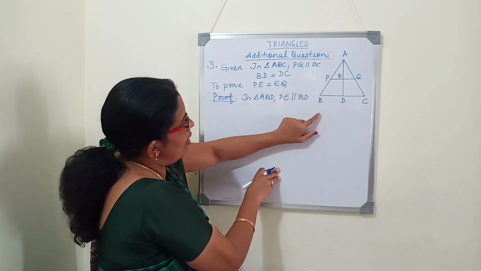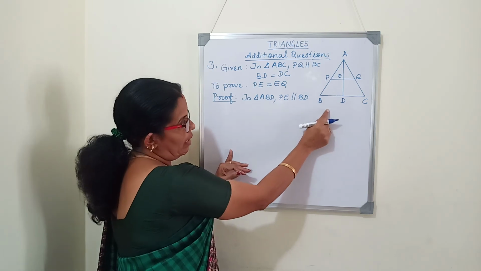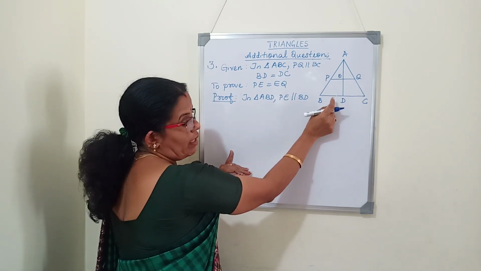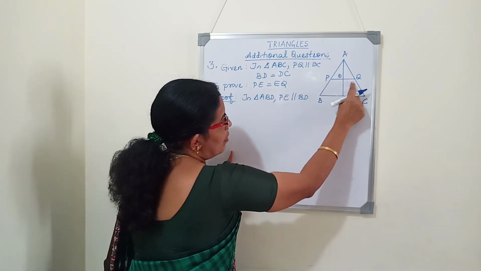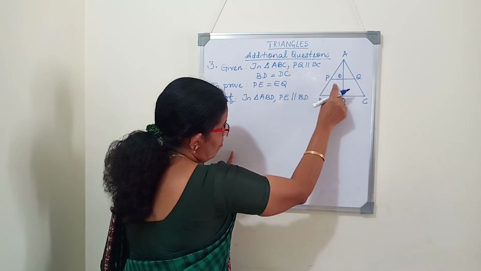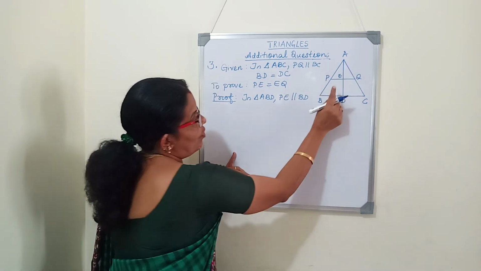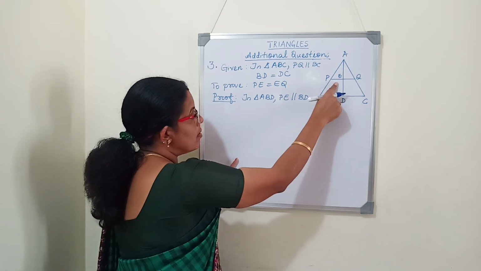Now, here in the last question, in all the previous questions we applied BPT and its corollary, but the third corollary we didn't apply at all. This time we have to apply the last corollary because we wanted to prove that PE is equal to EQ. For the smaller triangle, AP, PE and AE are the sides. So we wanted to include the side PE in the proof. So we will write the third corollary.